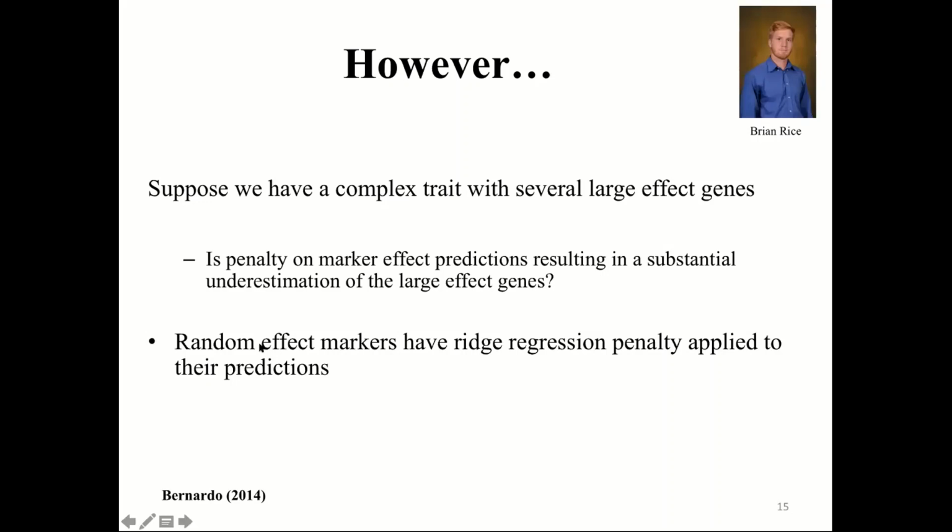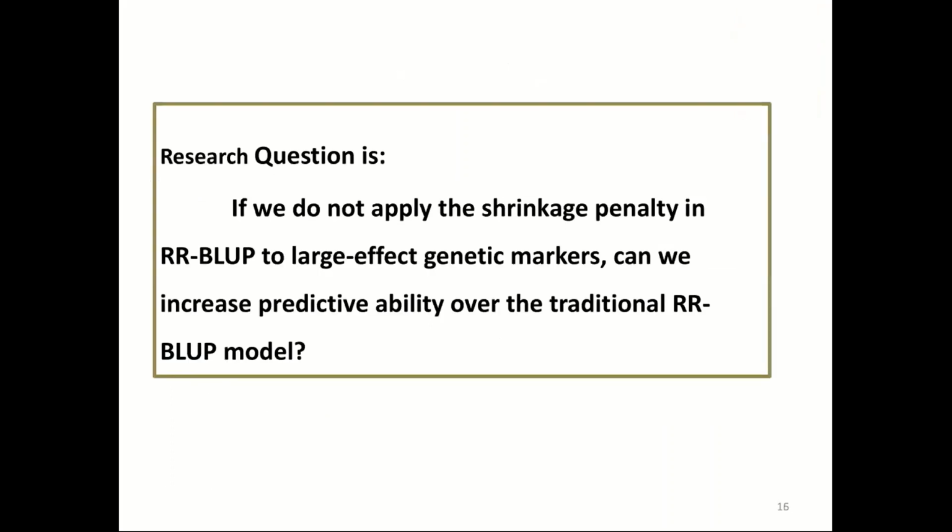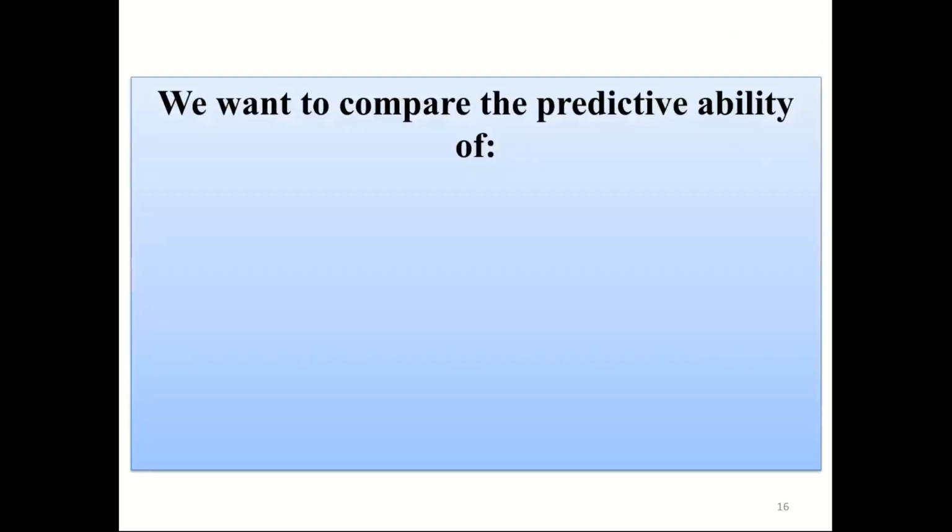And are we getting an underestimation of our prediction accuracy accordingly? So random effect markers have this ridge regression penalty applied to their predictions. But if you have a subset of markers that are also included as fixed effect covariates, they don't have this penalty. So Brian's research question for his master's degree was, if we have a certain subset of markers that we include as fixed effect covariates, can we increase the predictive ability over a traditional RR-BLUP model? Can we get higher correlations between observed phenotypic values and genomic estimated values?